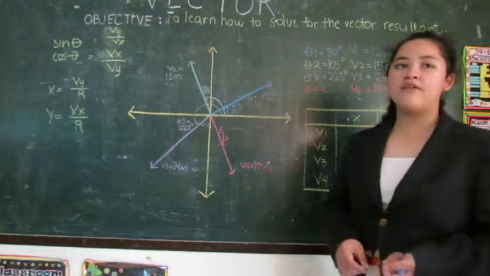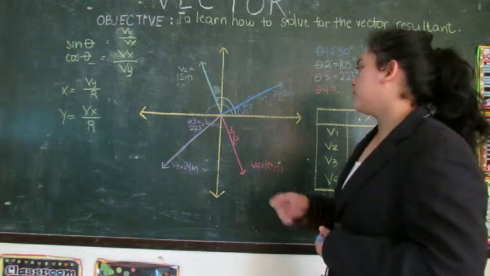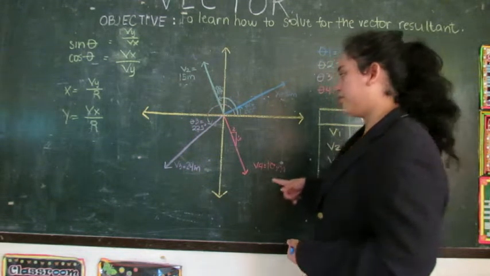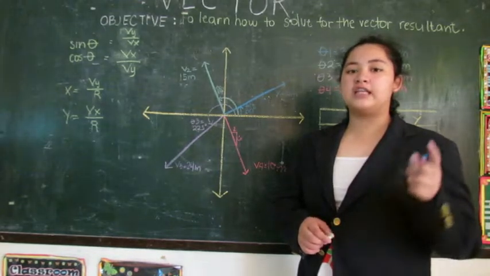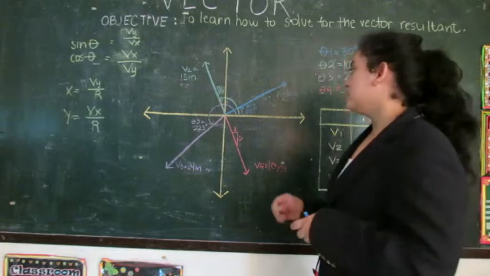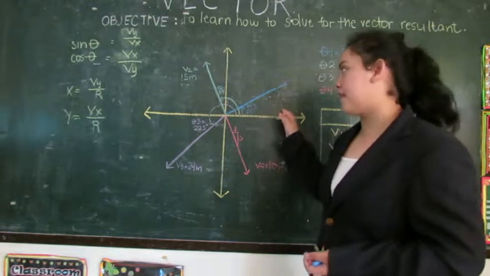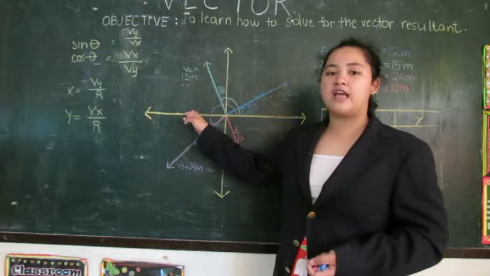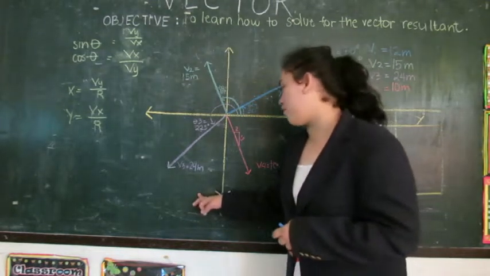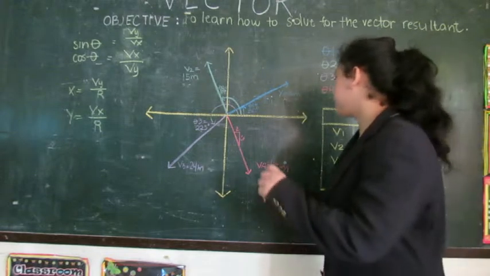First, we have to identify what quadrant our figures have. So we have quadrant 1, quadrant 2, quadrant 3, and quadrant 4. Did you realize that each quadrant has negative and positive signs? In quadrant 1, we have positive y and positive x. In quadrant 2, we have negative x and positive y. In quadrant 3, we have negative x and negative y. And finally, in quadrant 4, we have positive x and negative y.